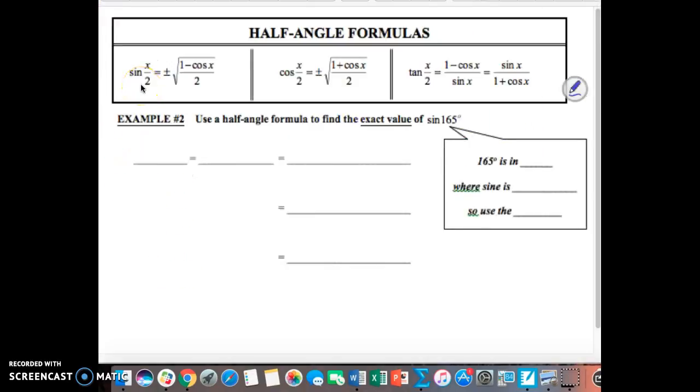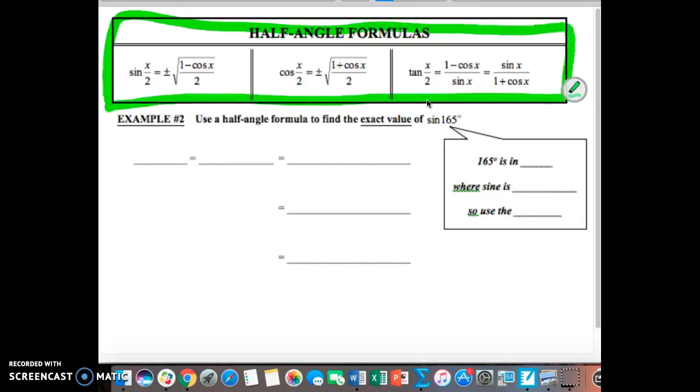Half angle formulas are other formulas that we will need to become familiar with throughout Chapter 7. So these half angle formulas that we need to know include the sine, cosine, and tangent formulas. Sine of x/2 is equal to plus or minus the square root of 1 minus cosine of x divided by 2. Cosine of x/2 is equal to plus or minus the square root of 1 plus cosine of x divided by 2. And then tangent of x/2 is equal to 1 minus cosine of x divided by sine of x, and it's also equal to sine of x divided by 1 plus cosine of x.